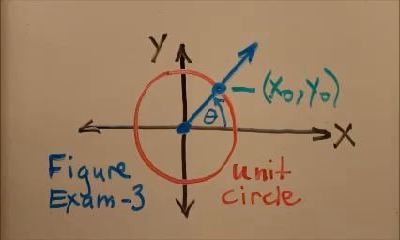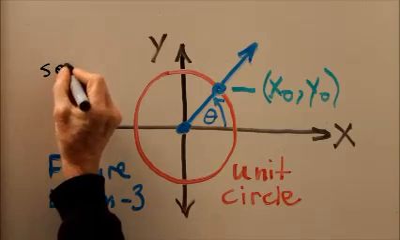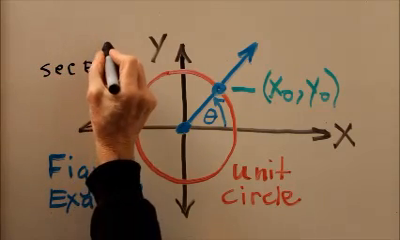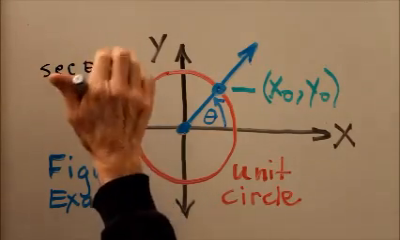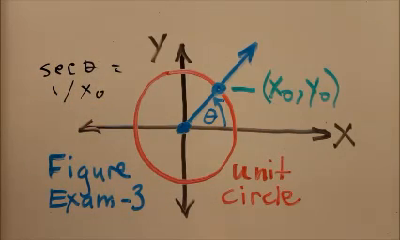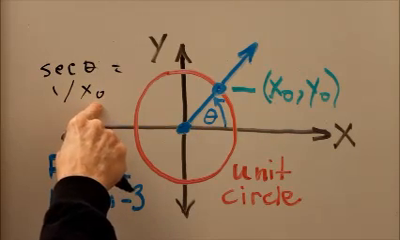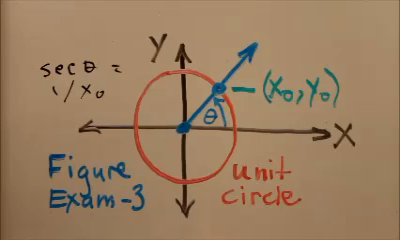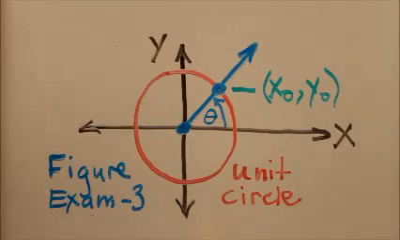Which one? Well, let's look at choice A, arc secant of 1 over x0. Well, if we take the secant of theta, we will get 1 over x sub 0. So, the arc secant of 1 over x sub 0 equals theta. Choice A is a valid statement, so we can rule it out. Remember, we're looking for the one that's wrong.